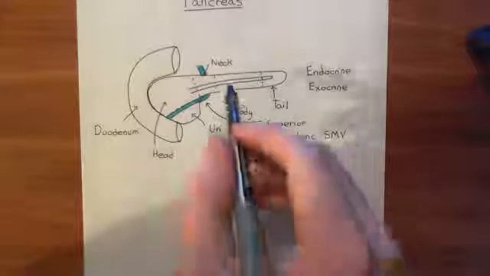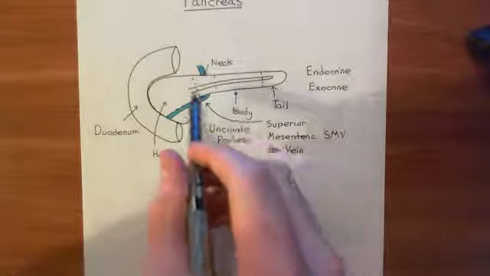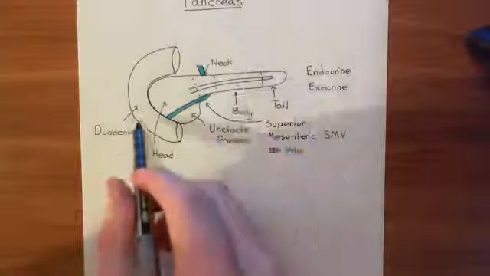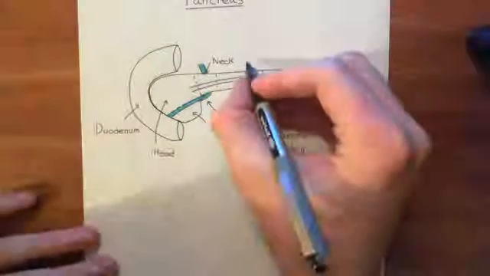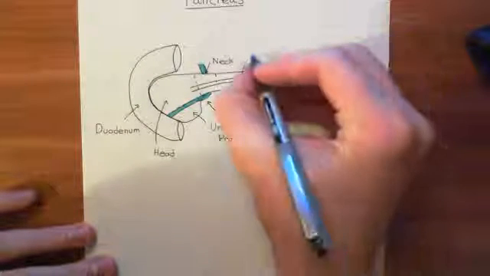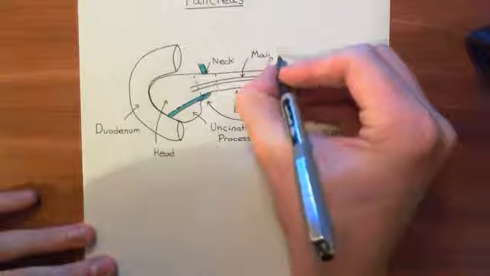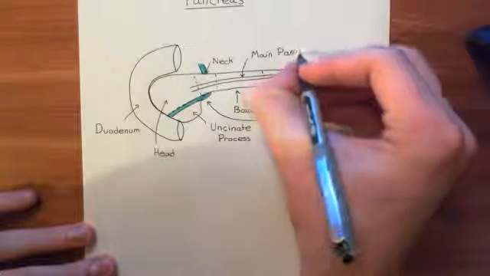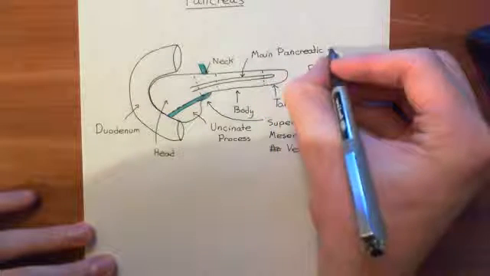Okay, so this duct here is going to be collecting products from cells of the pancreas, and it's going to be secreting them into the intestine, basically. So this is called the main pancreatic duct, but it's also got another name which we'll understand in a moment. What people nowadays would call this is the main pancreatic duct.